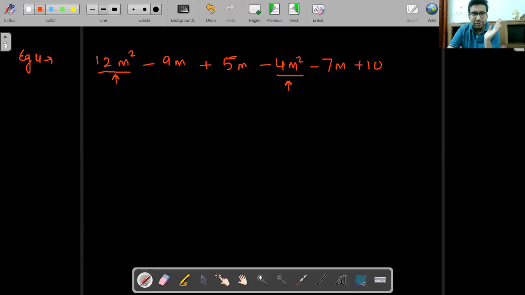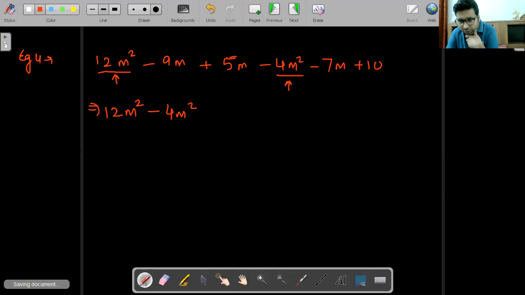We can write like this: 12m square minus 4m square. So now they both are written together for our ease. Just for our ease, I've done this. Now, very good, Ekta, Kritika. Sir, it is minus 4m square. Yes, it is minus 4m square only.